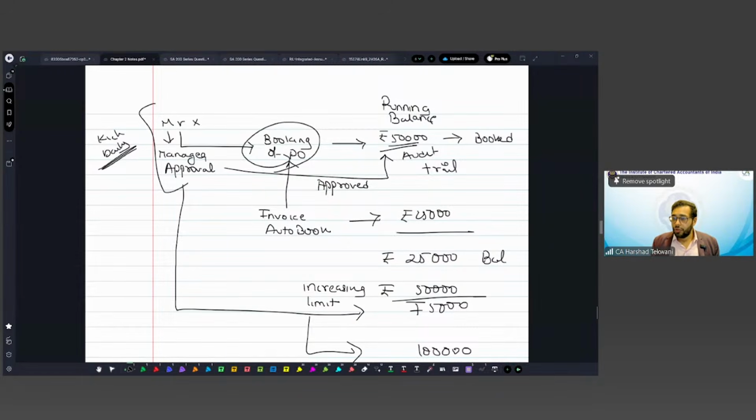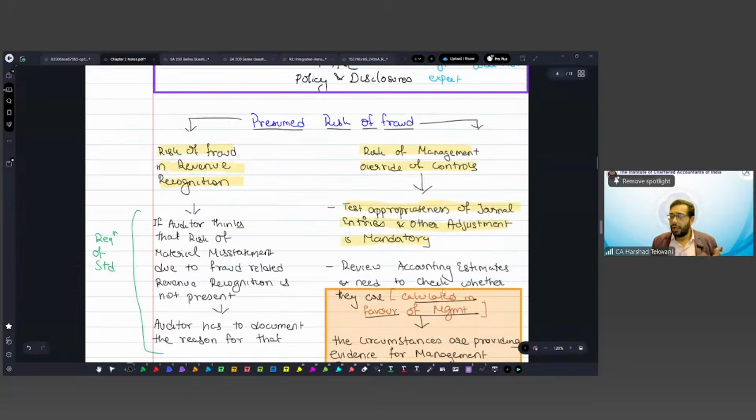So if I summarize this particular part, you need to test the appropriateness of the journal entries and other adjustments. You need to review accounting estimates. And you need to check other adjustments which are passed by the management. That is for the risk of management override of control.